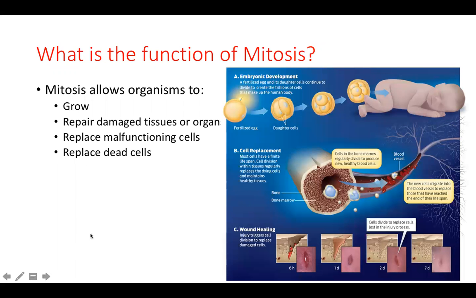Okay, so I think when we think of mitosis, we think about embryonic development and how we start off with a fertilized egg and we keep going and doing mitotic divisions until we get all the cells that make up the organism. But remember that mitosis isn't just limited to that specific period of your life, right? Mitosis occurs whether you're an infant or whether you're 60 years old. And that's because it allows organisms to not only grow, but repair damaged tissues and organs and replace malfunctioning cells and dead cells. So an example of this would be with your blood. Your red blood cells last for a couple of months and then they die. So you have to do mitosis in order to replace these cells.